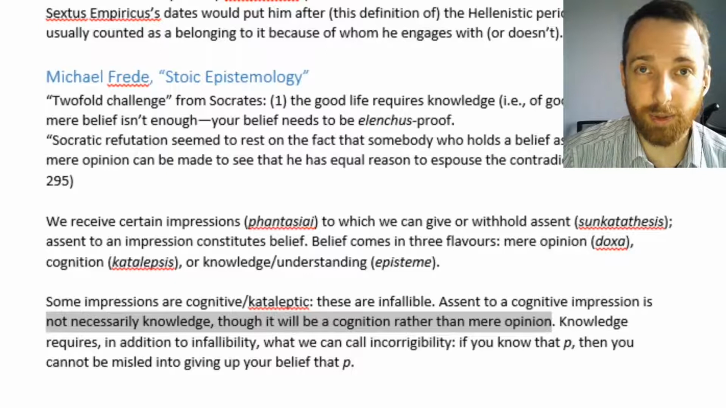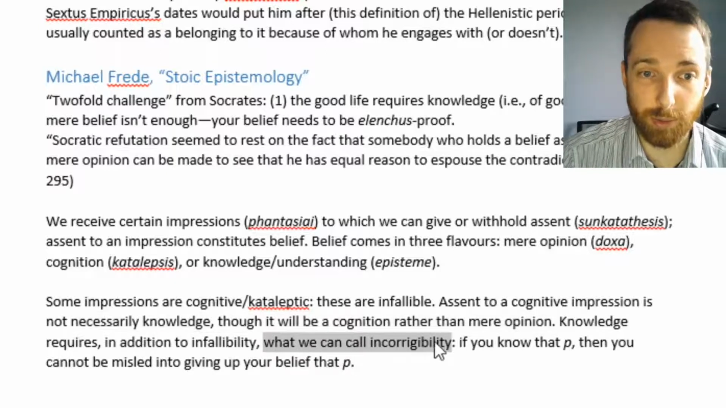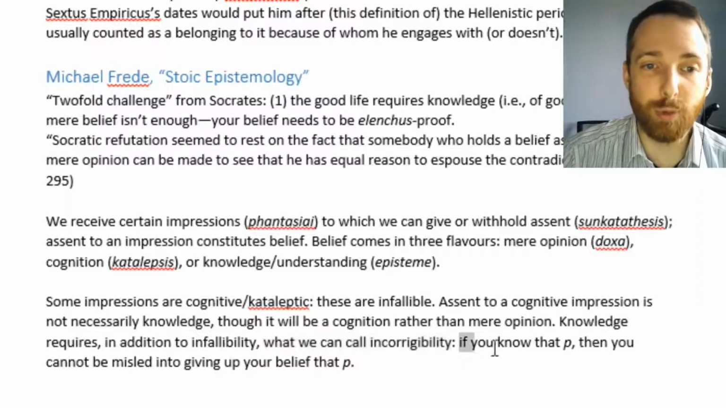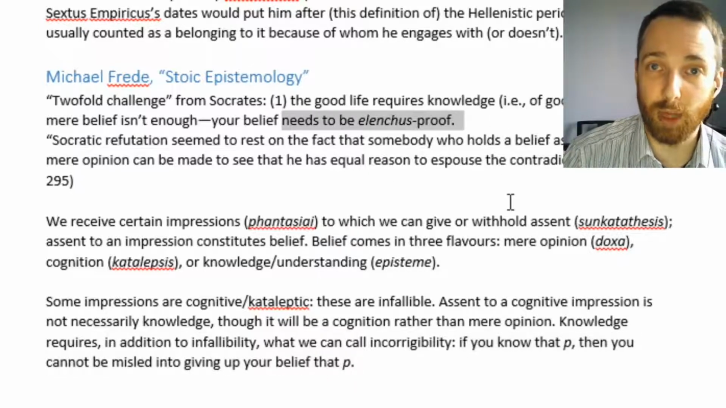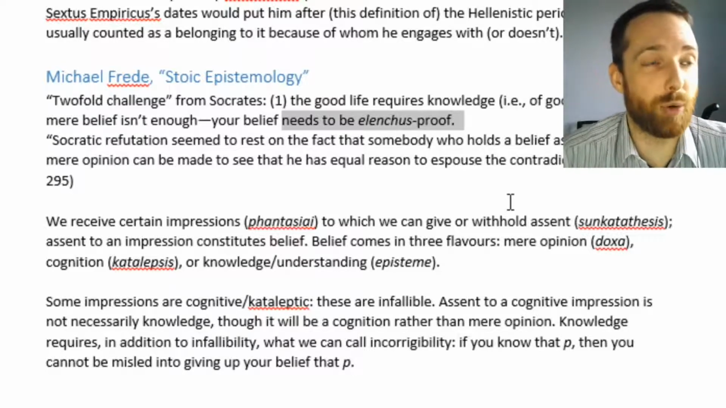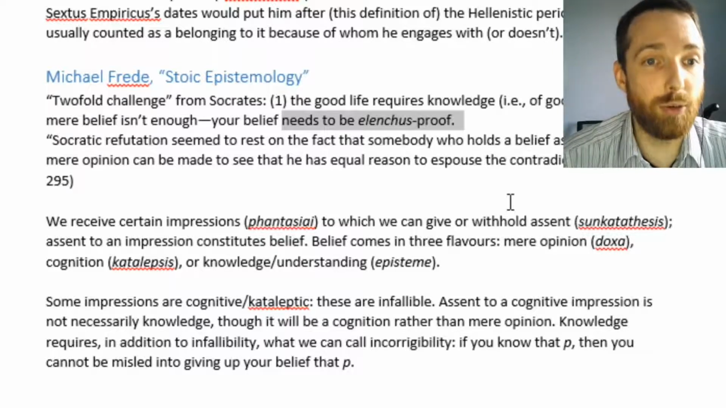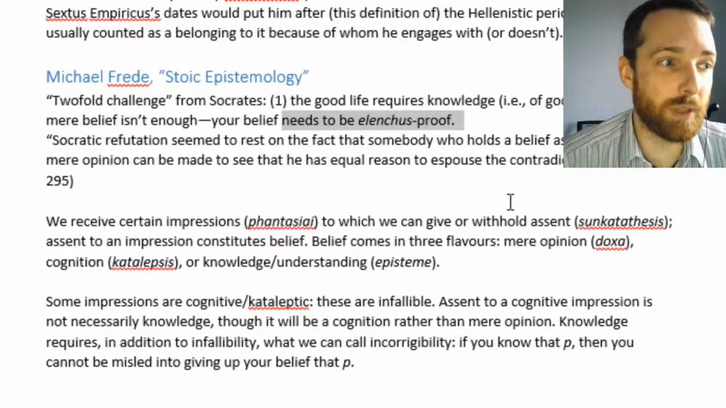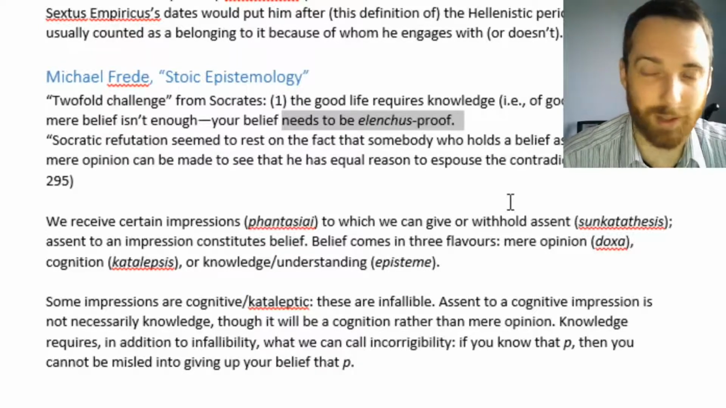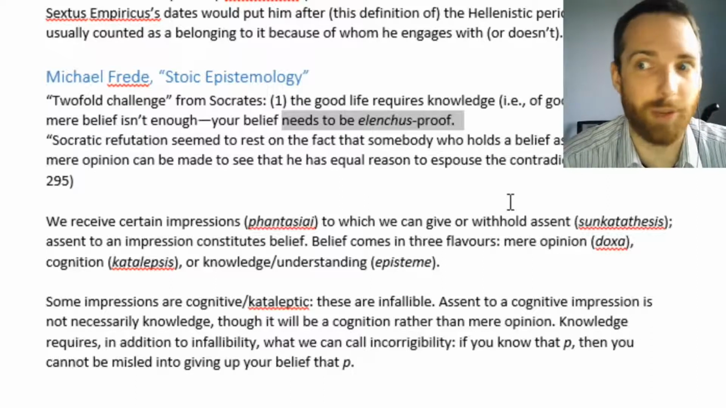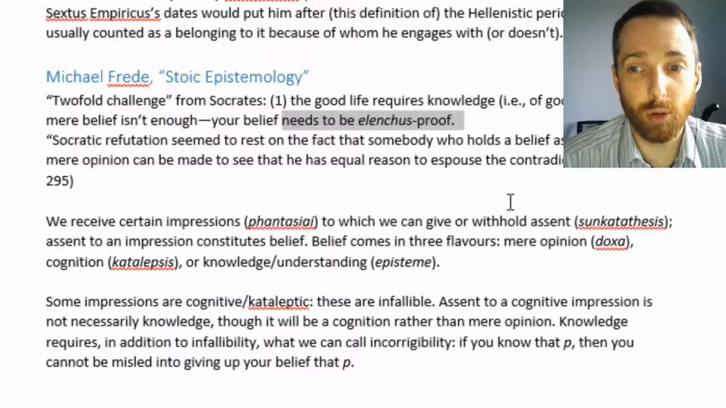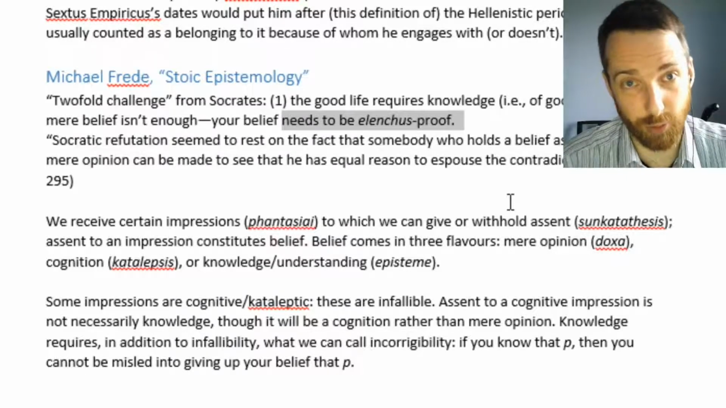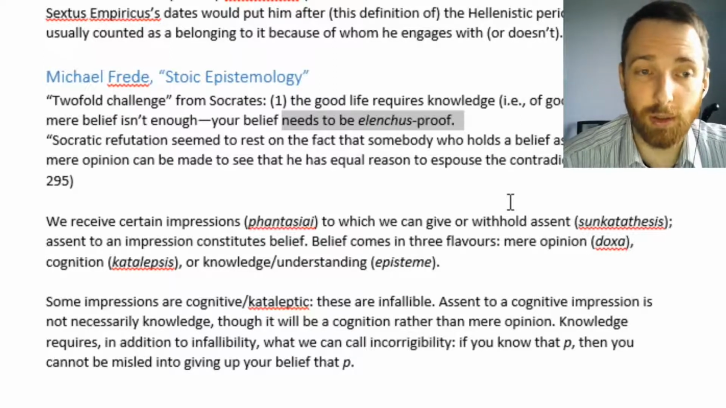Knowledge, as well as infallibility, requires what we can call incorrigibility, something that can't be corrected away. If you know that P, then you can't be misled into giving up your belief that P. So this is where that idea of being elenchus proof comes in. Imagine you have received an impression that cannot possibly be mistaken. You might still be misled by some evil version of Socrates coming along and saying, well, how do you know that that's a cognitive impression? How do you know that that's really true? And if they're clever enough, they might be able to talk you into giving up your belief. If you could give up your belief, it's not knowledge for the Stoics. If the impression could be false, it's not knowledge and it's not a cognition. Okay, that's the picture they've got.